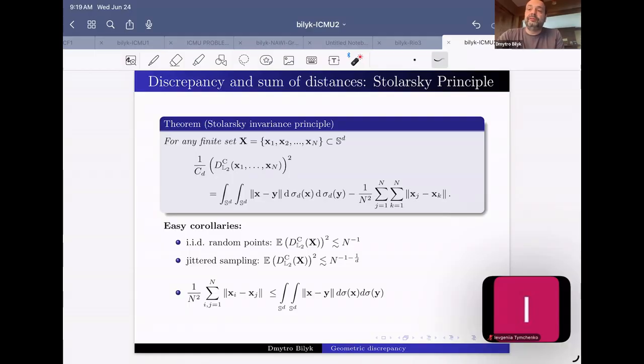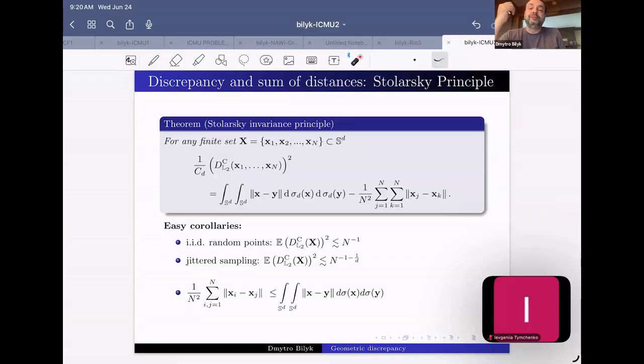In particular, if you take your sphere and you take IID random points on the sphere, so uniform random points, then the expectation of the discrepancy squared is bounded by n to the negative 1. Okay, in particular, if you take the square root, this will be n to the negative 1/2. So that's exactly what we discussed, what you get for the random points.